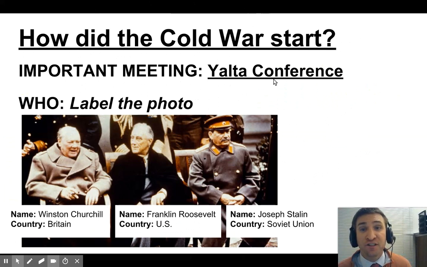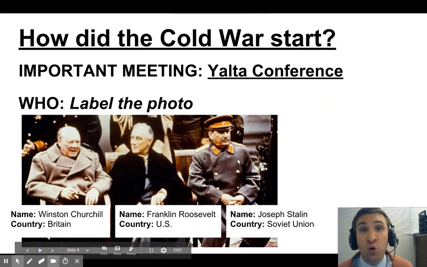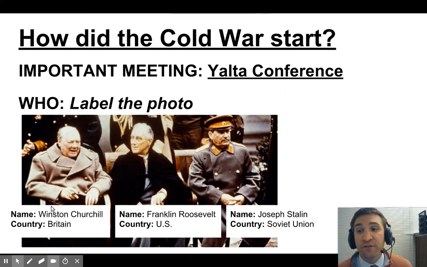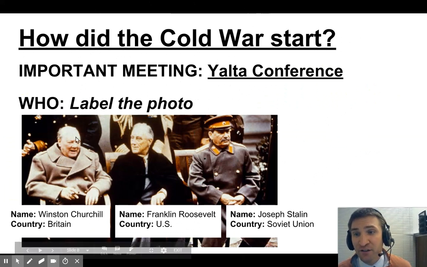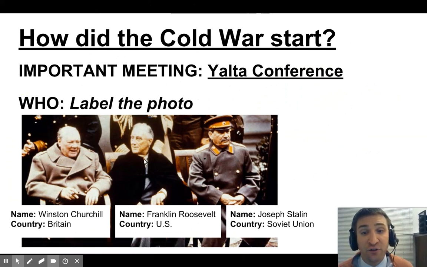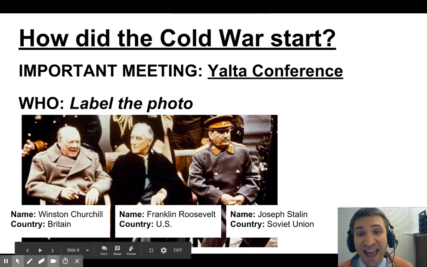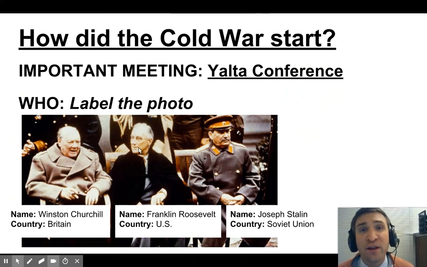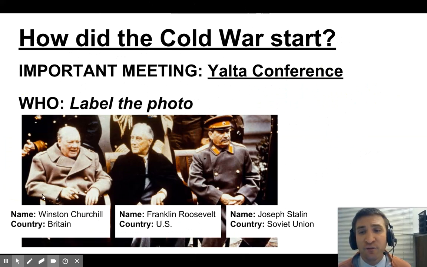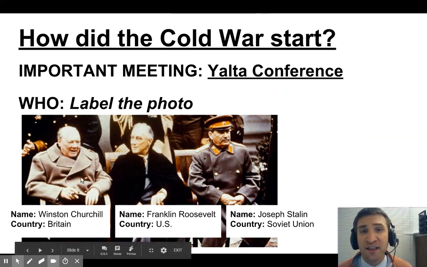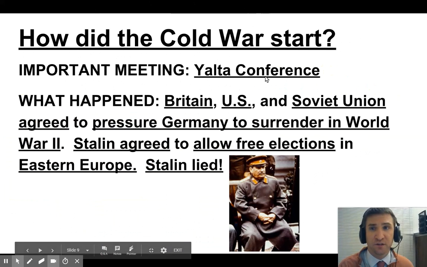At the Yalta Conference in the Ukraine, these were the big three leaders who discussed. This is Winston Churchill. He's from Britain. Please write his name down, and there's what he looks like. This is Franklin Roosevelt of the United States, and he is only alive for 3 more months after this picture is taken. And this is Joseph Stalin. He is the leader of the Soviet Union in 1945. These 3 men discussed things at the Yalta Conference.